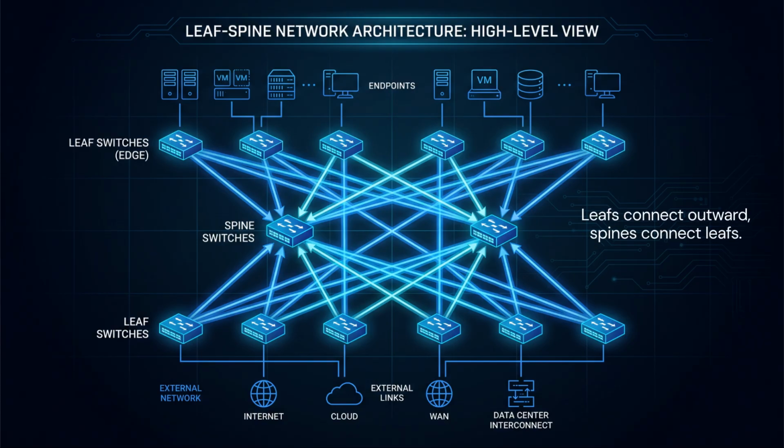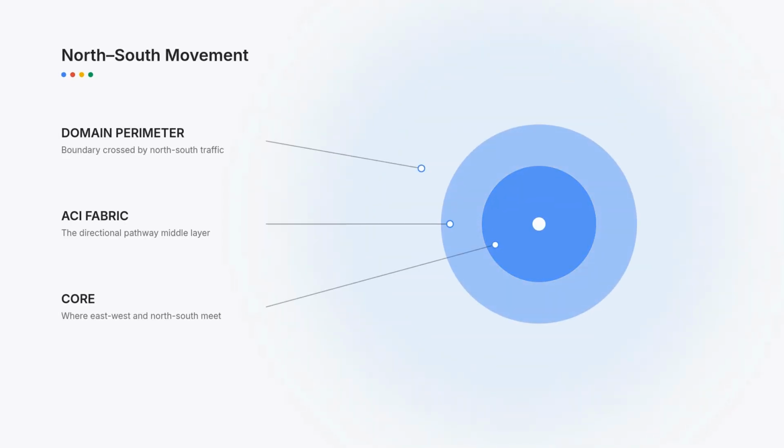That doesn't turn the spine layer into some legacy core doing random perimeter jobs. The architecture still keeps its fabric roles clean. Leaves stay at the edge where endpoints attach and external connectivity lives. Spines stay in the middle, moving traffic between leaves. So when you picture north-south traffic, see the same fabric in the middle, but now with arrows crossing in and out of the ACI boundary. That's the lens to keep in mind before you dive into the policy objects that handle external connectivity in detail.